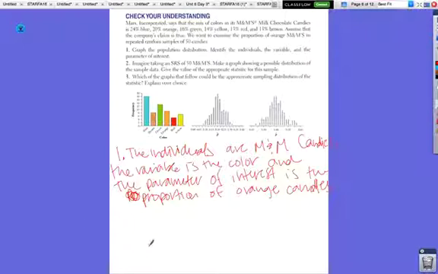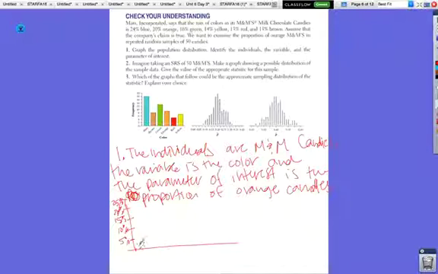All right, it also asks us to graph the population distribution. Basically, using the percentages that they gave you here, you would create a bar graph. Based on the percentages, it's probably a good idea to go up by 5% each time. So we would start at 0, then 5%, 10%, 15%, 20%, and then 25%.